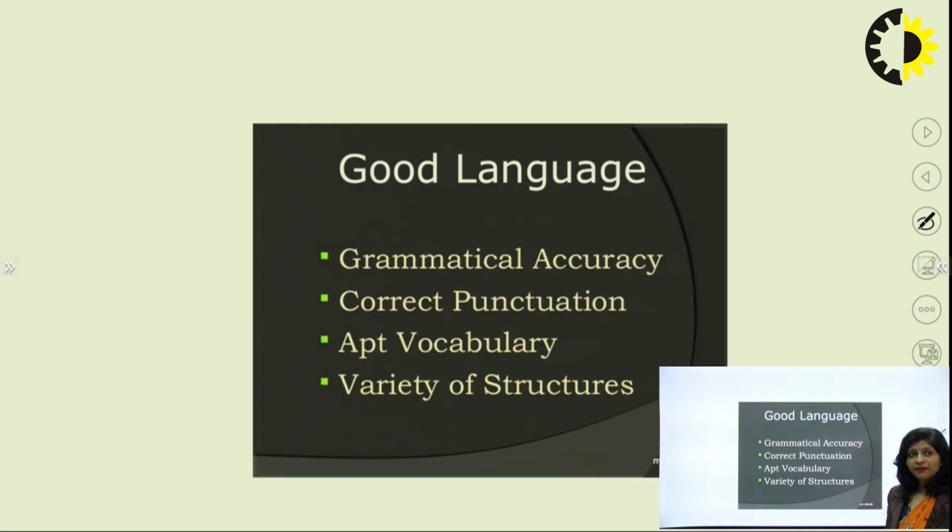Obviously there should be grammatical accuracy. There should be correct punctuation in your paragraph, apt vocabulary and variety of structures. So we need to take care of language also. We should use such kind of words which are not ambiguous in your paragraph.